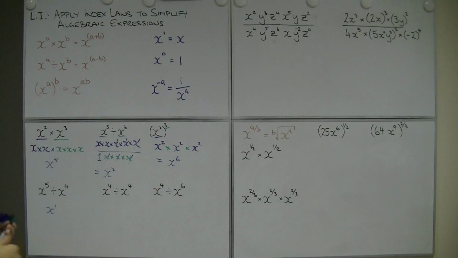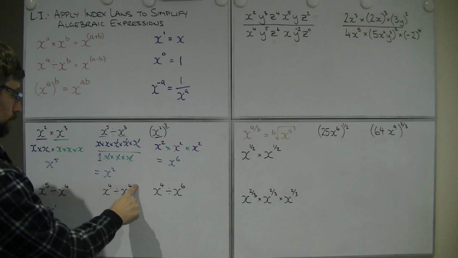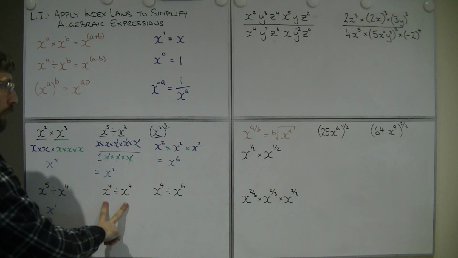It's an implied 1. Okay, well, what about x to the 4 divided by x to the 4? Well, I've got something divided by itself.